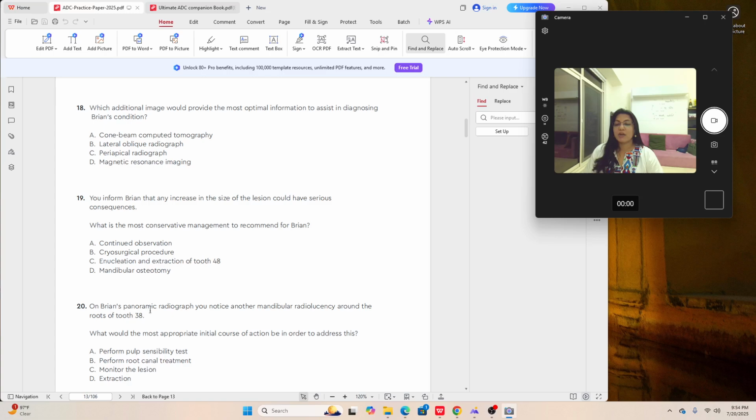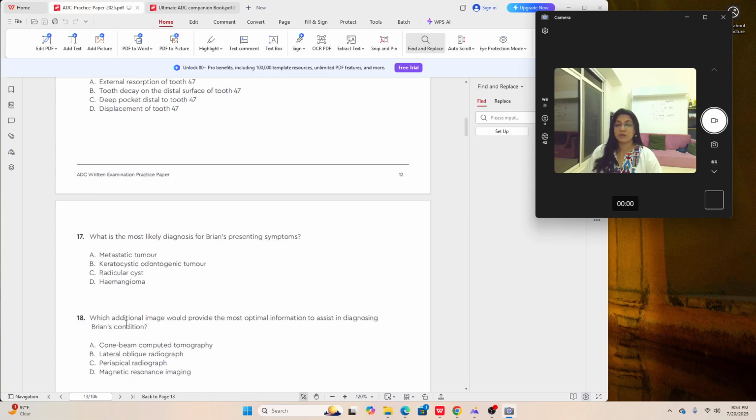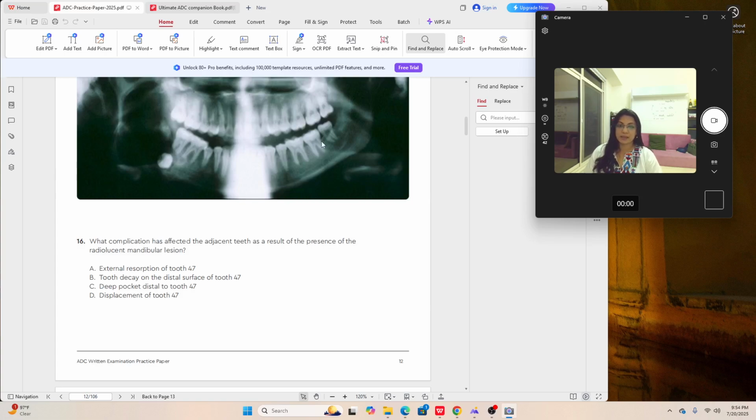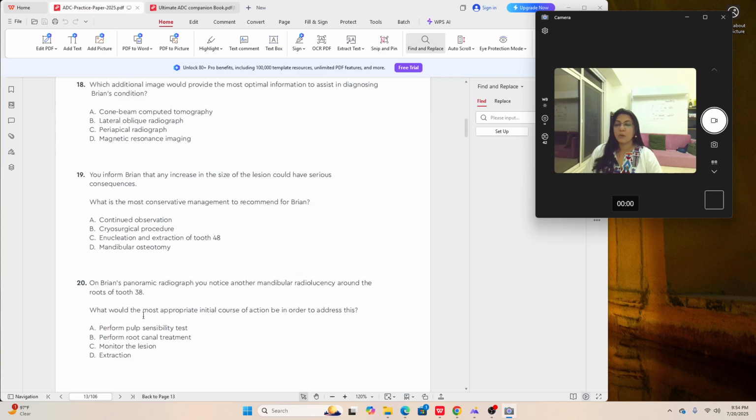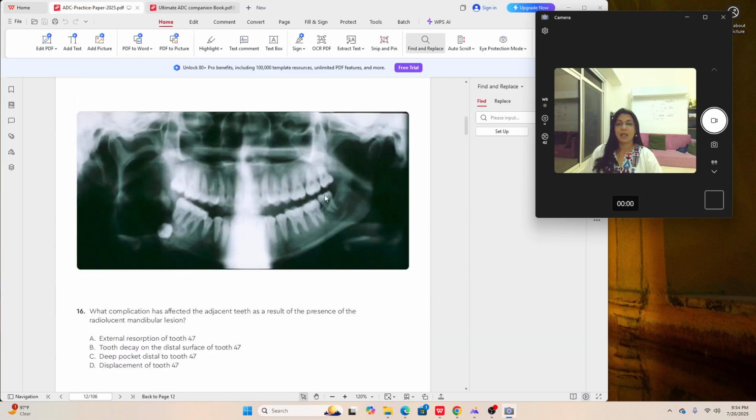On Bryan's panoramic radiograph, you notice another mandibular radiolucency around the roots of 3/8. You can see this. What would be the most appropriate initial course of action in order to address this? You will perform a pulp sensibility test. You understand? There is a cyst. Now, it can be a Stafne cyst. Stafne cyst is just a depression in the bone, and sometimes it looks like a cyst.